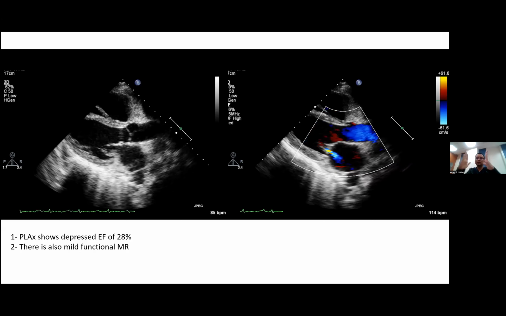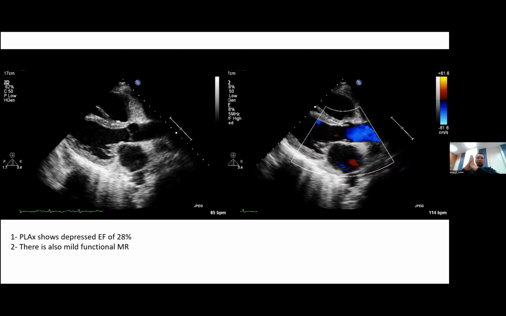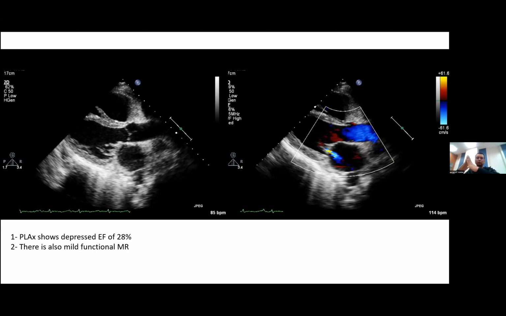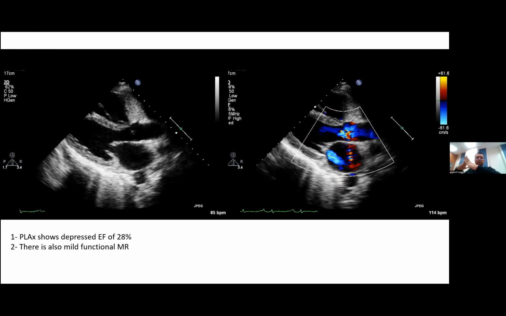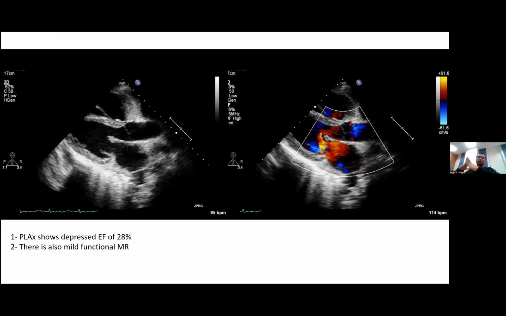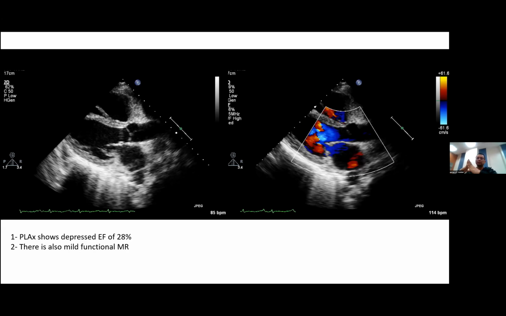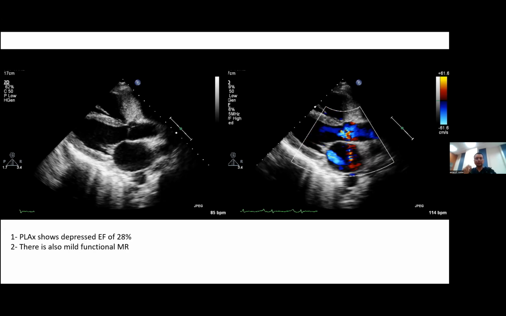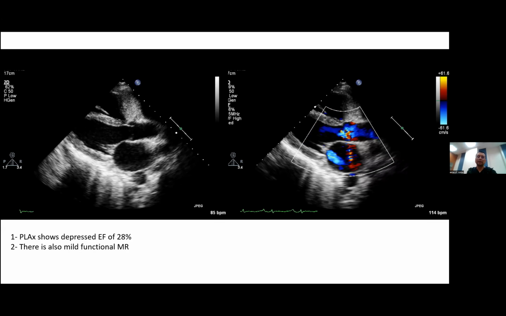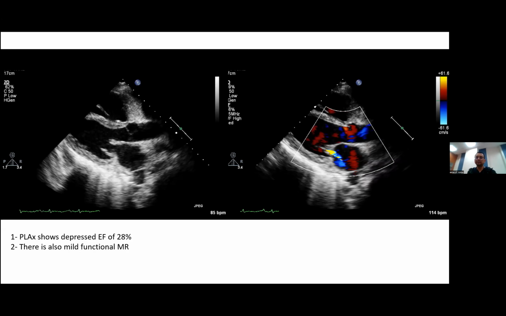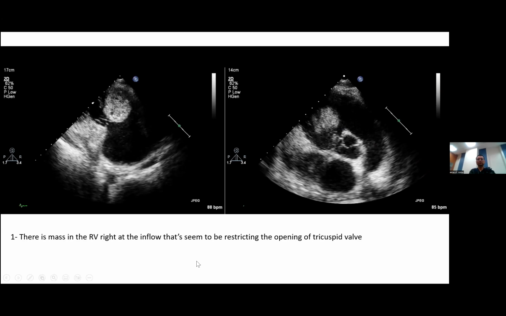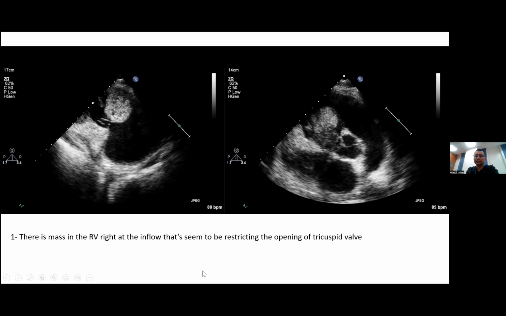So rather than closing like this, where there is a lot of coaptation space between the anterior and posterior mitral valve leaflet, it closes a little bit like this. So this is what we call tethering and tenting of the mitral valve leaflet, and this is what causes that mitral regurgitation. If you want to classify this MR, this is what we call Carpentier 3B mitral regurgitation because of restricted closure of the mitral valve leaflet. Okay, so that, however, is secondary.